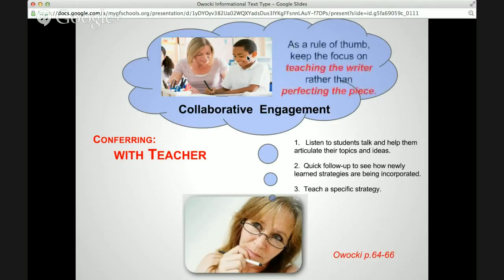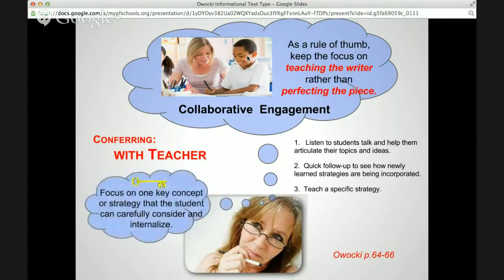Owocki says that it's very tempting to help students create flawless pieces when you're conferencing with them, but the general rule of thumb is to keep the teaching on the writer, not on perfecting the piece. And so generally, she says it's more beneficial to focus on one key concept or strategy that the student can carefully consider and actually internalize.